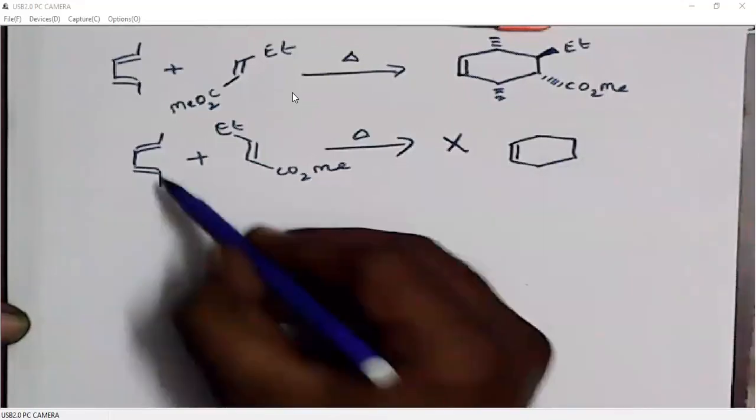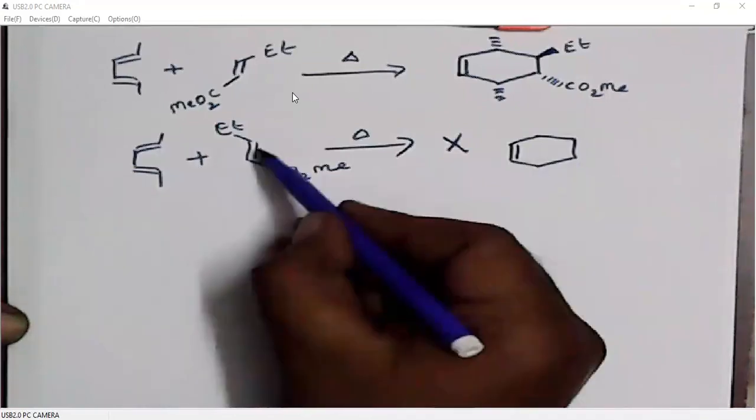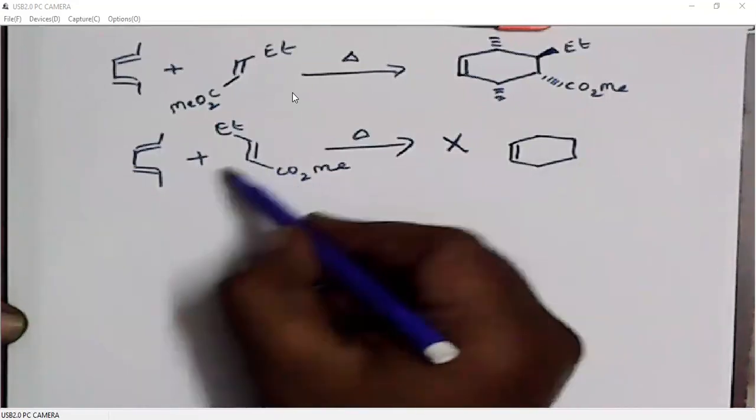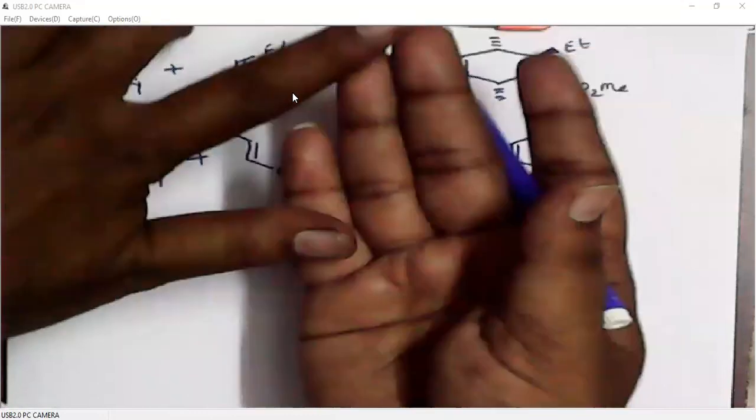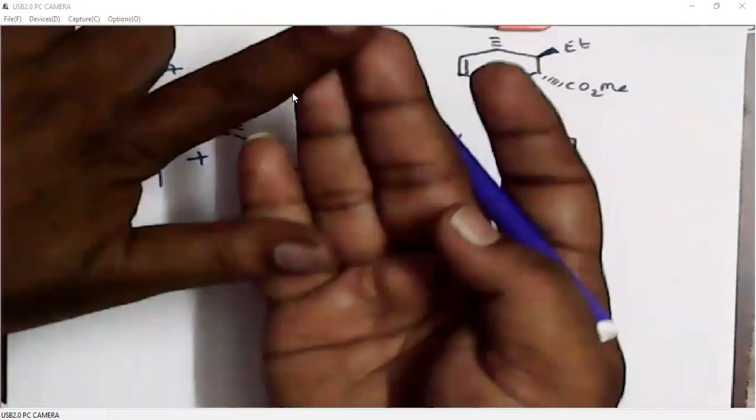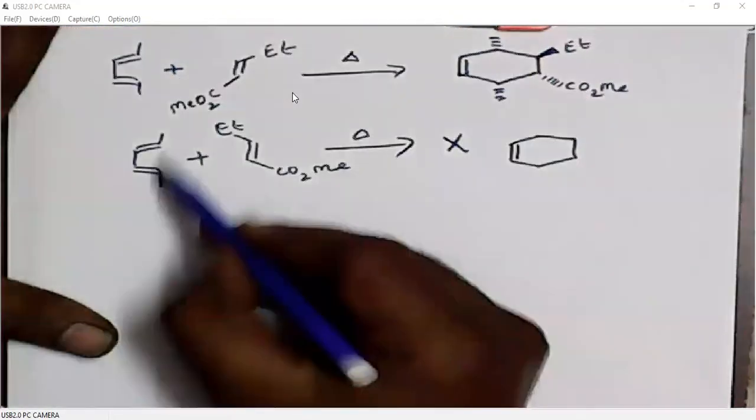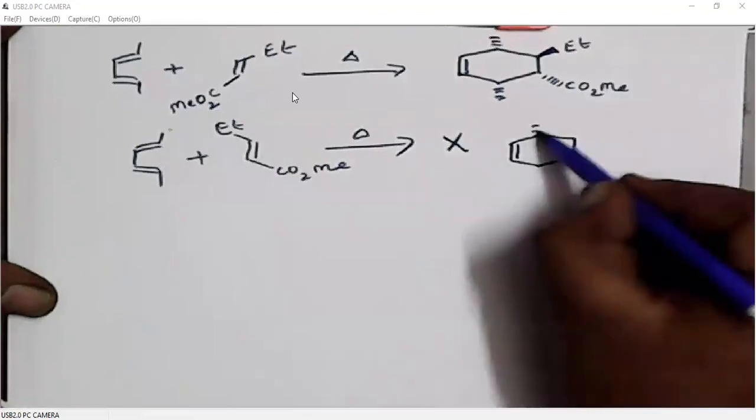As I said, whatever internal substituents there are, they will occupy above the plane, because when the dienophile is approaching this molecule, the diene will be above the plane and the dienophile below. So it will approach like this. When it is approaching, the internal substituents will have steric repulsions. So they will occupy above the plane. So these two hydrogens will occupy above the plane, and these two methyls will occupy below the plane.